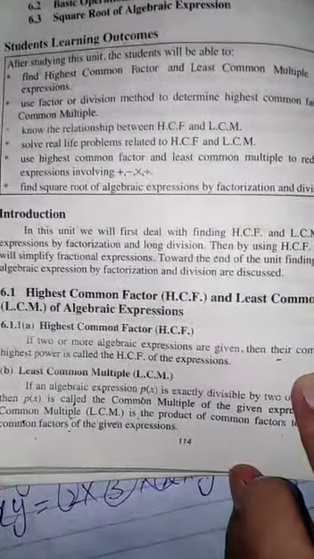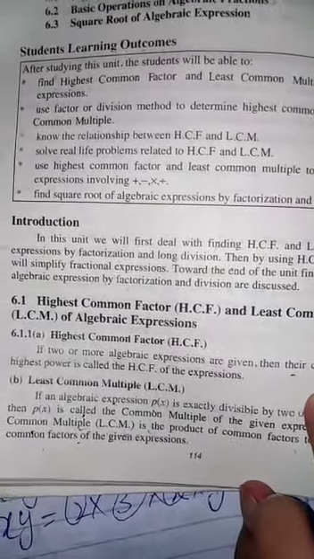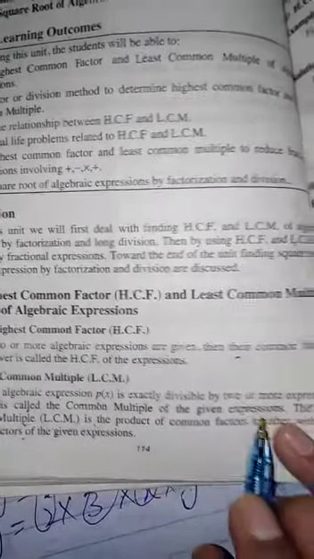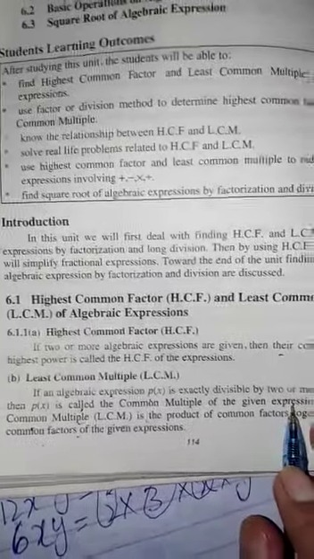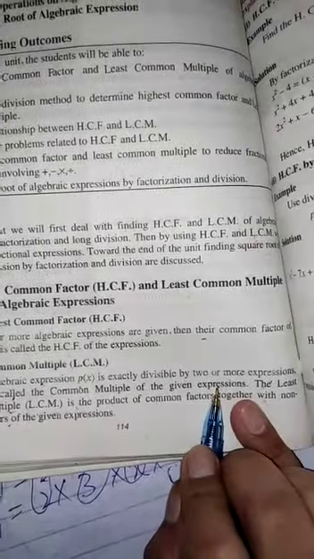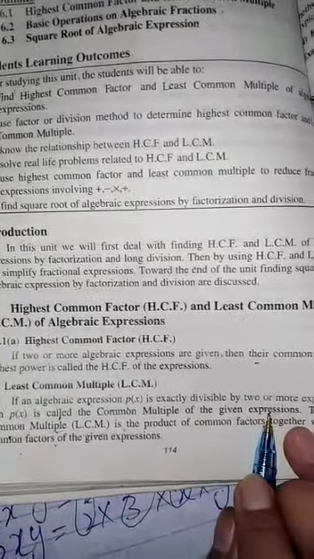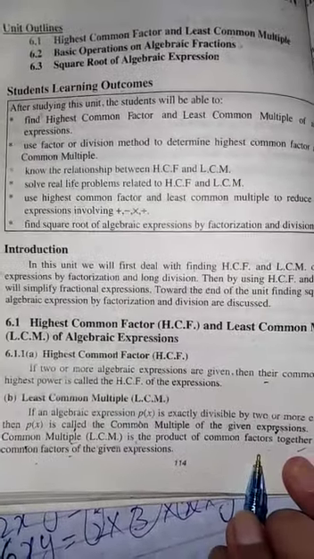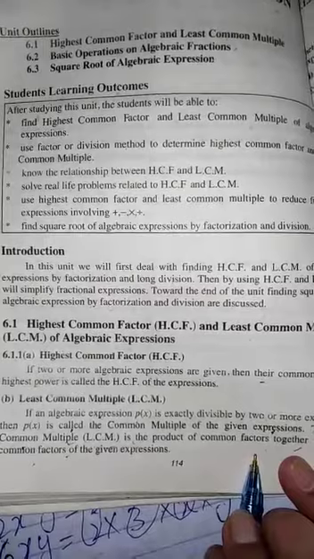The next one is LCM. LCM stands for least common multiple. If an algebraic expression P of x is exactly divisible by two or more expressions, then P of x is called the common multiple of the given expressions. The least common multiple, LCM, is the product of common factors together with non-common factors of the given expressions. To understand the definition of LCM, we have an example. Find the LCM of 12x square y and 6xy.